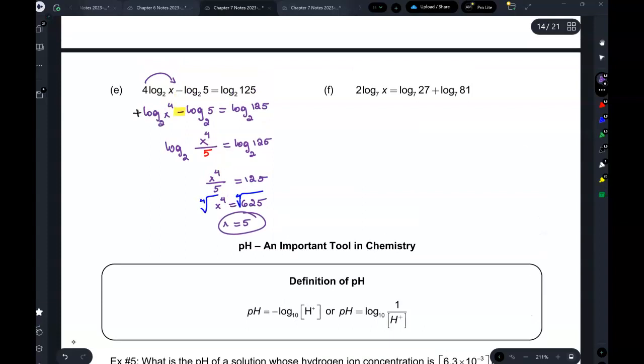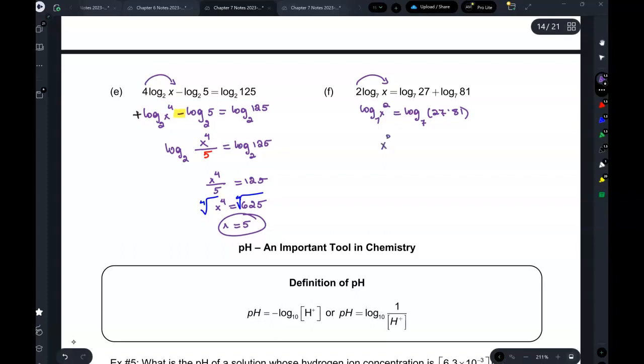Okay, next one. So here, this 2 becomes an exponent, equals log base 7 of 27 times 81. Now, this could very easily be a non-calculator question. So hold off multiplying first, because at this step, I can set these equal to each other. And now all I'm going to do is take a square root.